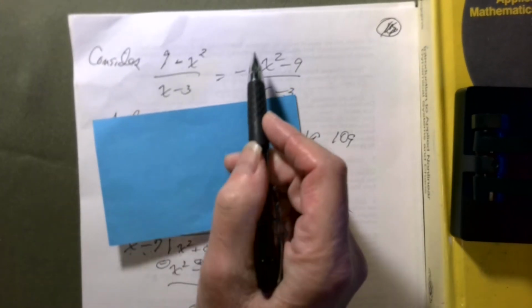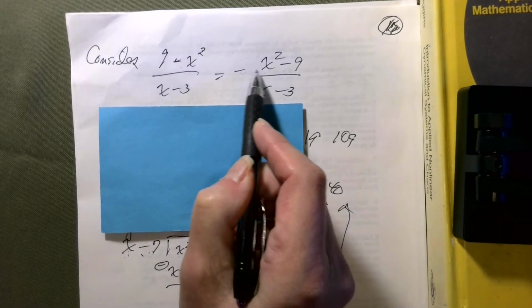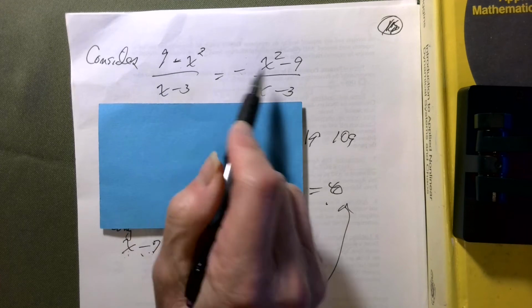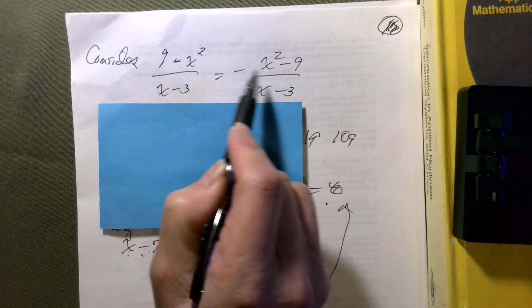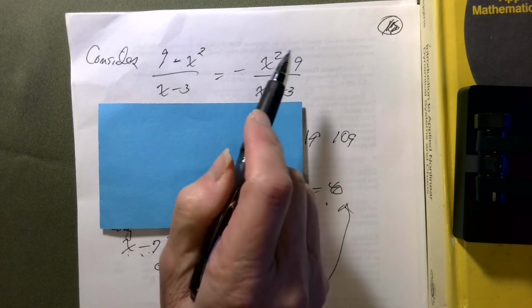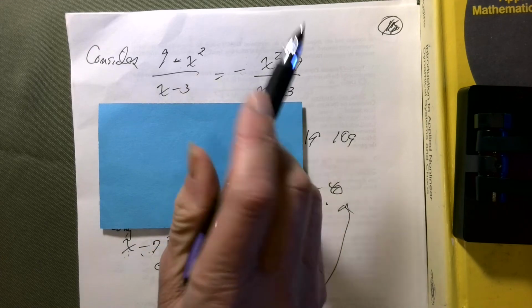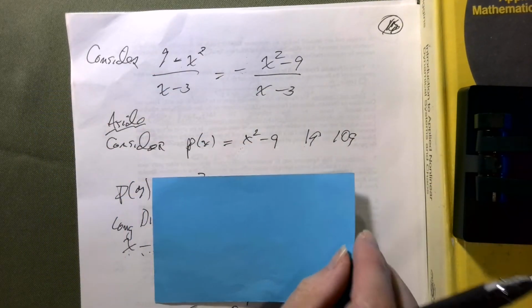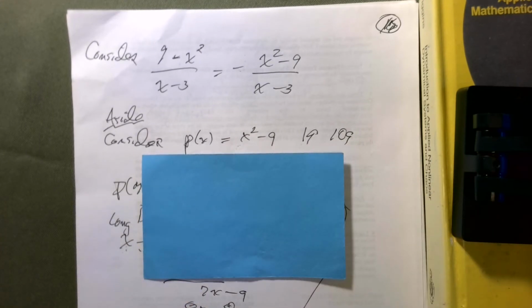So if I check, if I distribute the negative here, a negative x squared, which is what we have, and a negative negative is positive. So all I did was I rearranged this, and I just pulled out a negative. Okay? Now, I'm going to create a new polynomial called x squared minus 9.